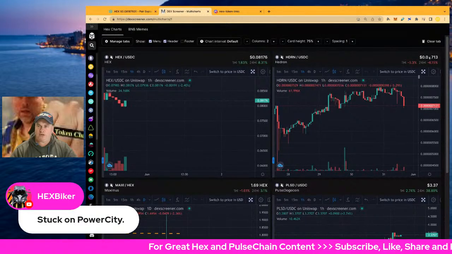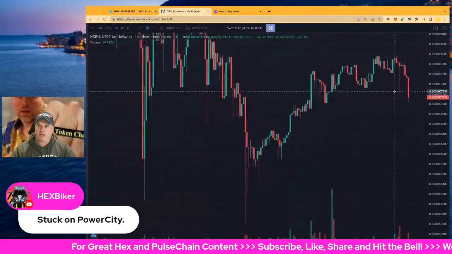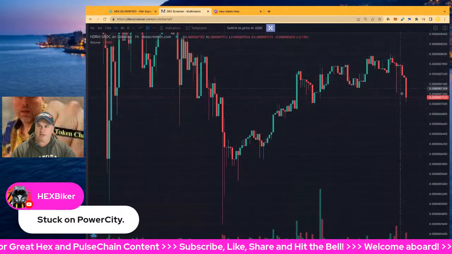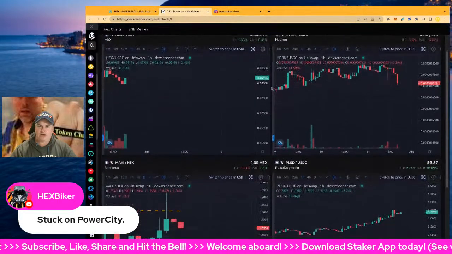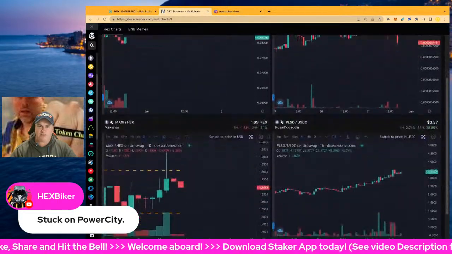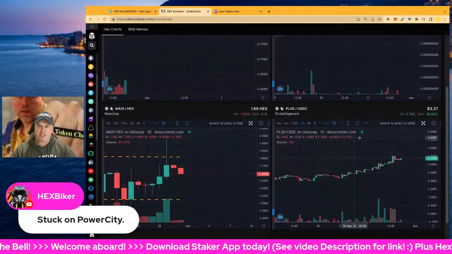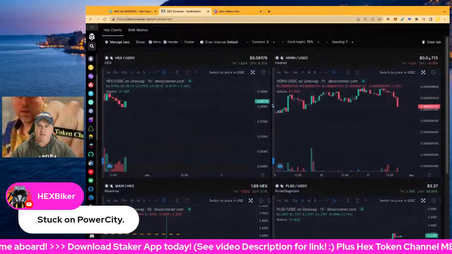And finally, the Hedron is as I said earlier, but wasn't showing the screen. This is looking a little bit weaker. It is facing competition as well. It is tied to Hex as well, but facing competition for attention from these two down here as well.